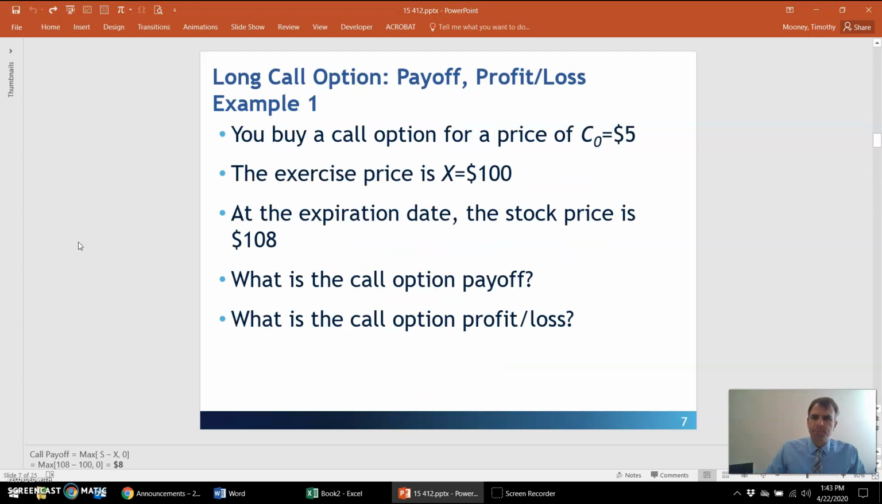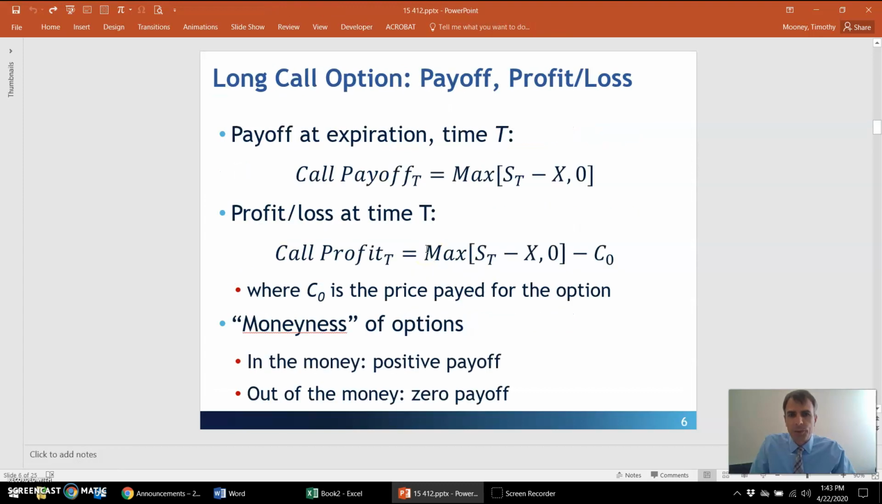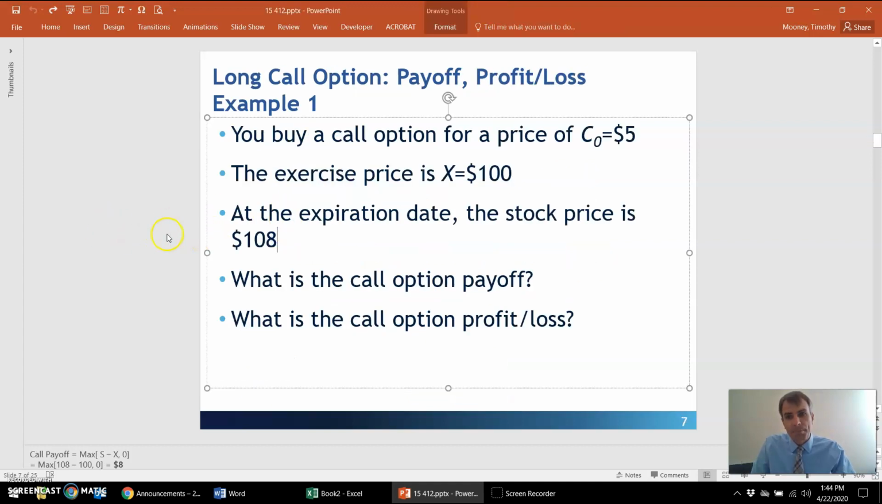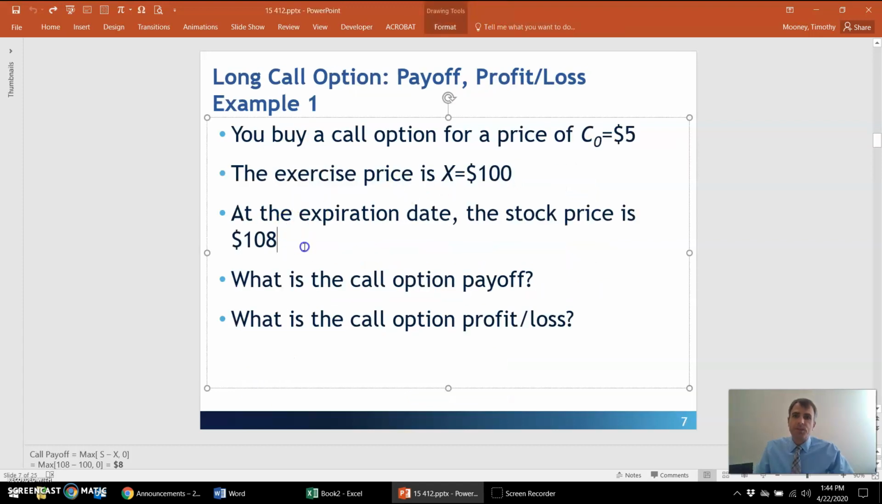In this first example, suppose we own an option, right? We have a long call option giving us the right to buy a share of stock for $100 a share. When the option expires, if the ending stock price is 108, a call option's payoff is the greater of either the difference between the stock price and the strike price, 108 minus 100, or 0. Whichever of these is greater, that's the call option payoff. In this case, this option has a positive payoff. Call options are in the money when the stock price is greater than the strike price, which is the case with this first example. So this option's payoff is $8, 108 minus 100.